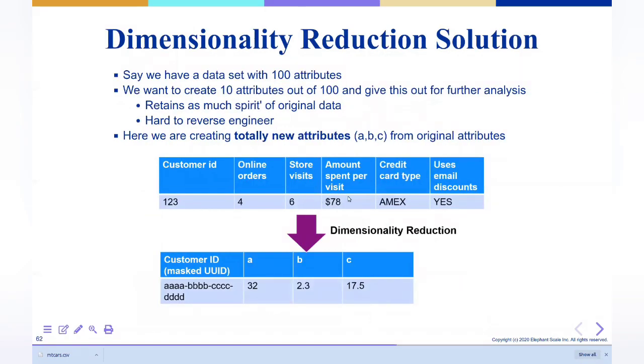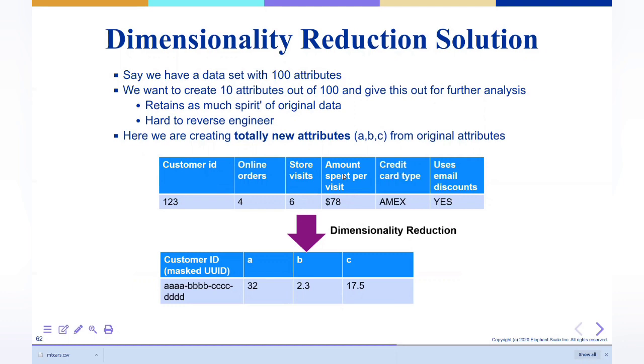So how does it work? The way we work is like this. Let's say this is my original data. Let's say I'm Walmart. I have all this data for my customers. I don't want to give this to somebody to analyze, right? Because this is sensitive data, and I don't want my data leaking out.